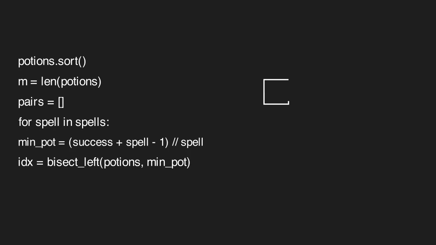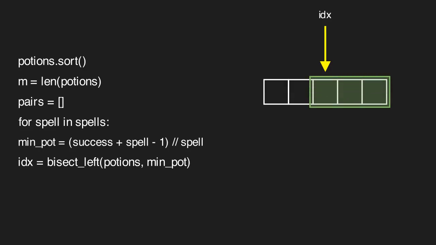What does this index IDX represent? Because the array is sorted, every potion from index IDX all the way to the end of the array is guaranteed to be strong enough. The total number of potions is m. Therefore, the number of valid, successful potions for this spell is simply the total length m minus the starting index IDX. We append this count to our pairs array.